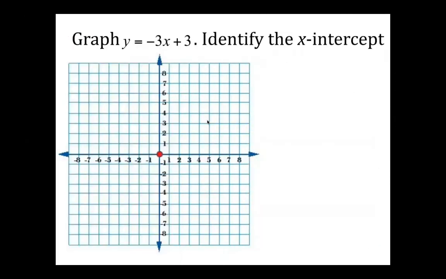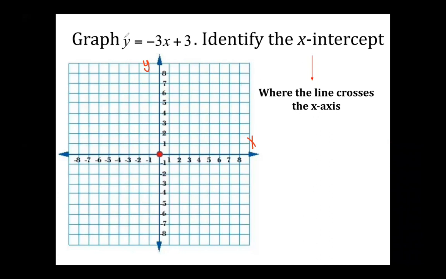Okay, we're going to go ahead and graph y equals negative 3x plus 3 and identify the x-intercept. Now, same exact concept as the y-intercept. The x-intercept is where the line crosses the x-axis. So the x-axis is the horizontal axis for your reference. So let's go ahead and first graph it. We're going to use our graph to find the x-intercept.